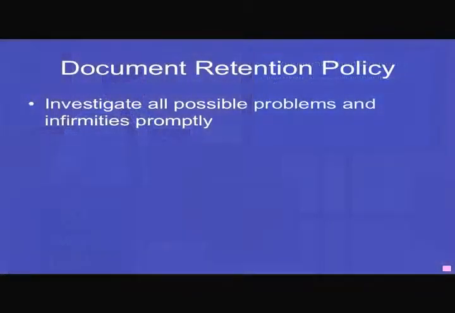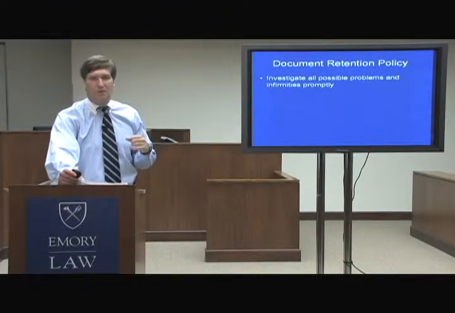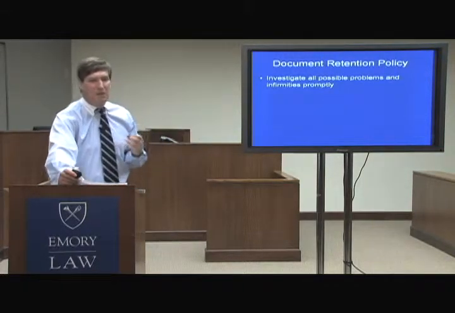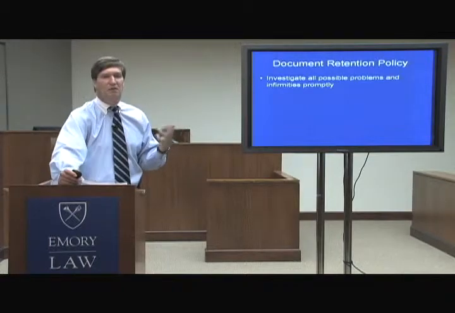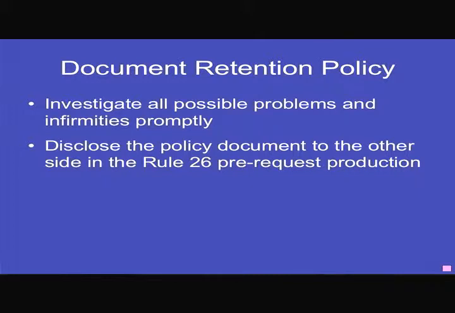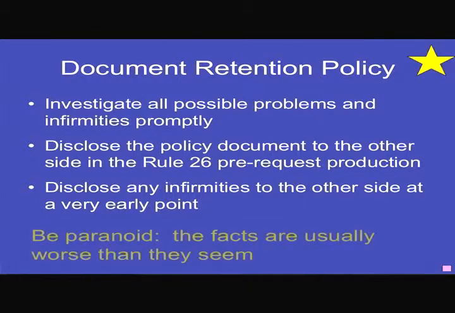You want to investigate all possible problems and infirmities with the document retention policy early so that you can confess the failures early, as opposed to getting caught having not followed the document retention policies. You want to make sure you found out what the policies are and whether they're being followed so you can confess your faults and failures right up front. You want to disclose the policy document to the other side under the Rule 26 pre-request production. You want to disclose any of the infirmities that are in existence to the other side at a very early point. And finally, be paranoid.